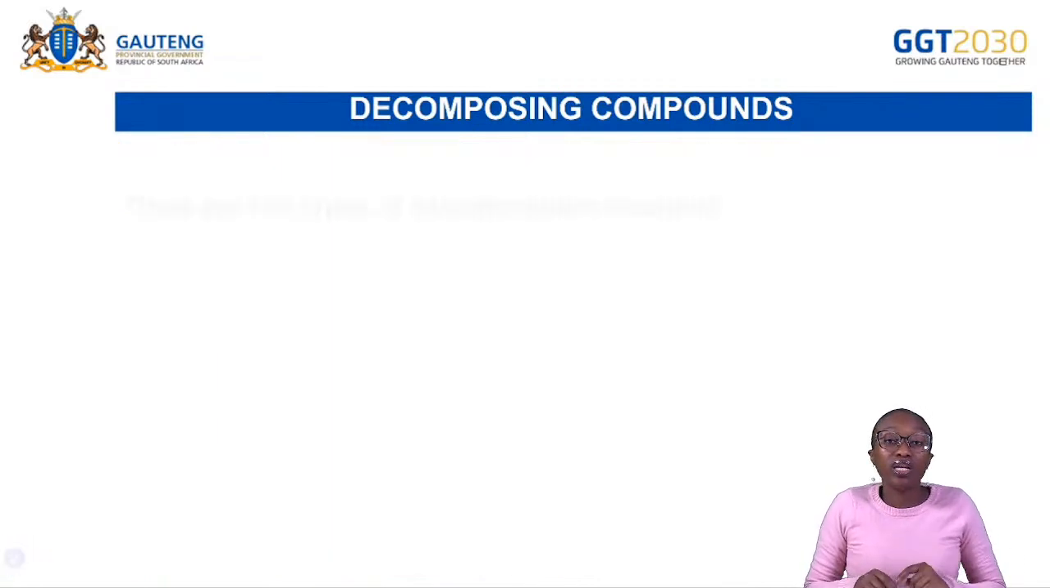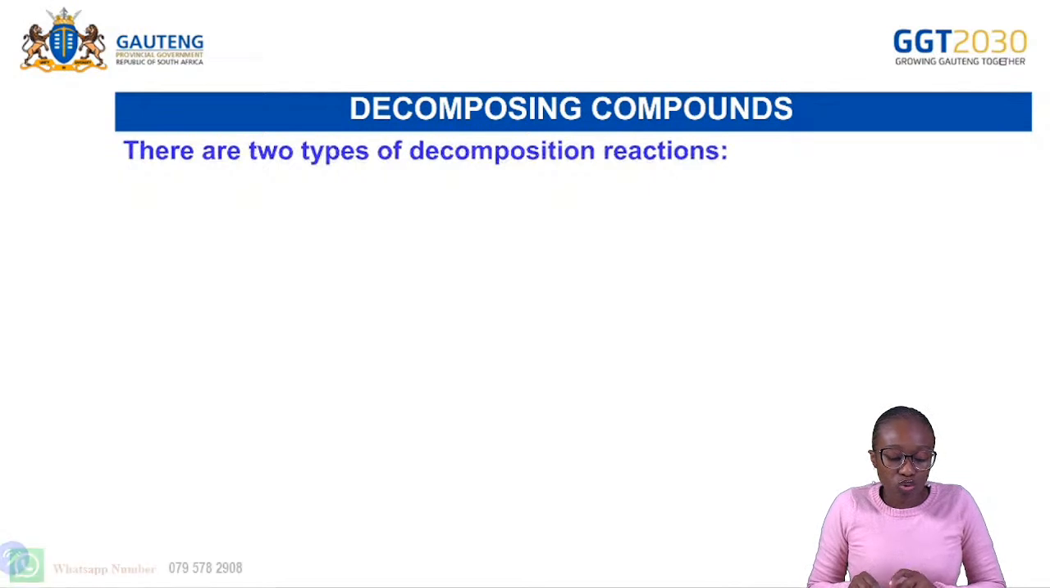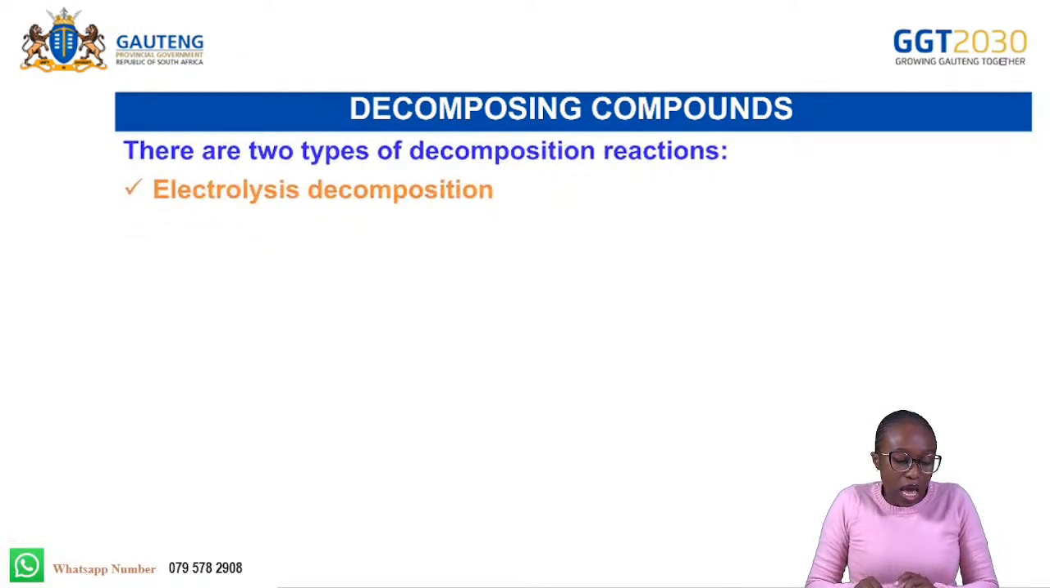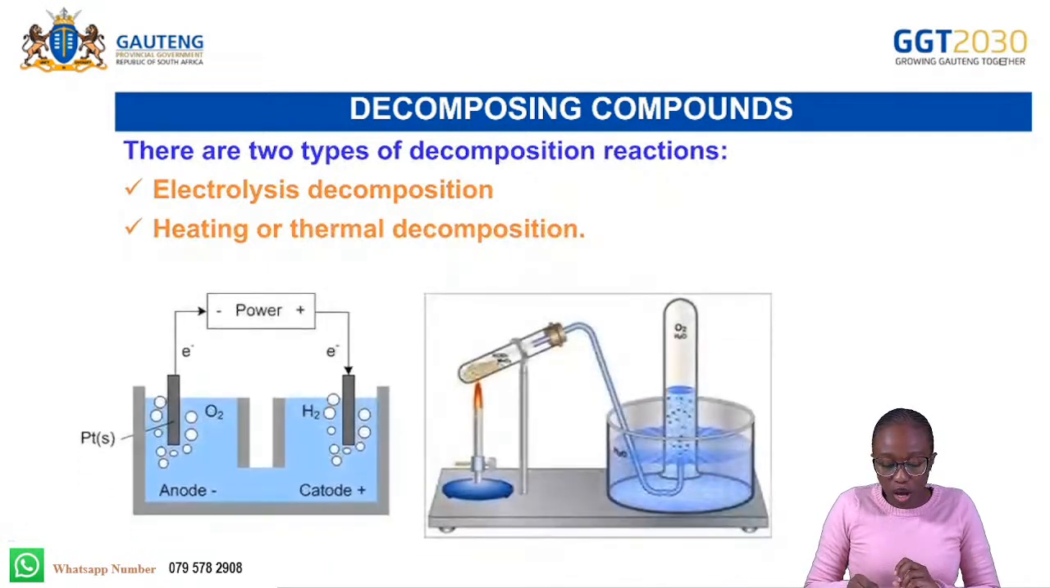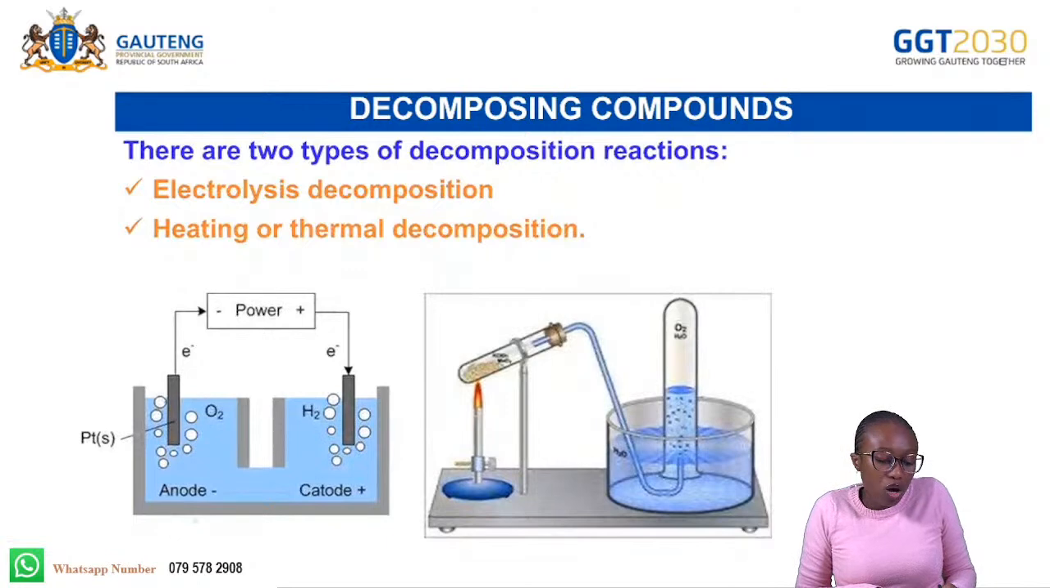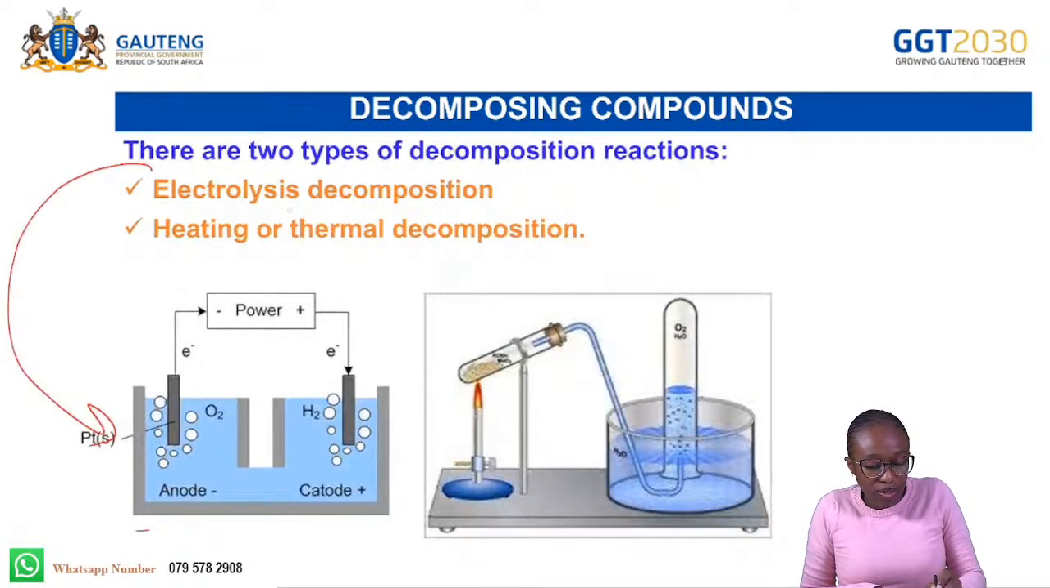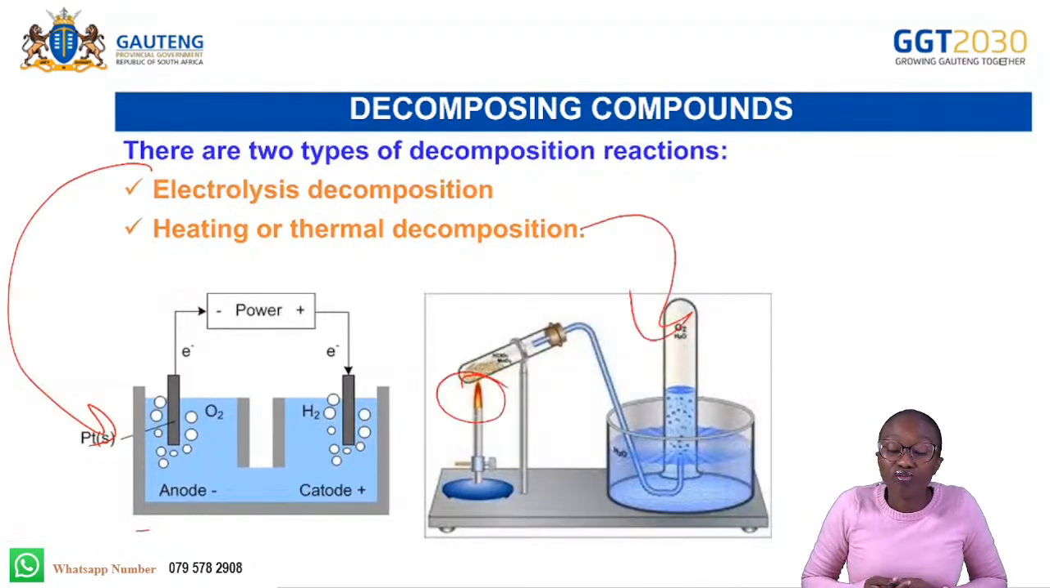So now let's explain how these two types of decomposition reactions happen. We've got electrolysis decomposition, which is when we use an electric current, and then we've got heating or thermal decomposition, where we use heat or higher temperatures. This one represents electrolysis, and this one is heating by thermal decomposition. As you can see, there's our source of heat.